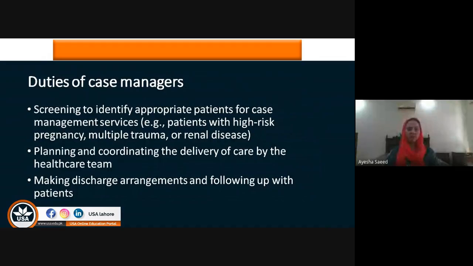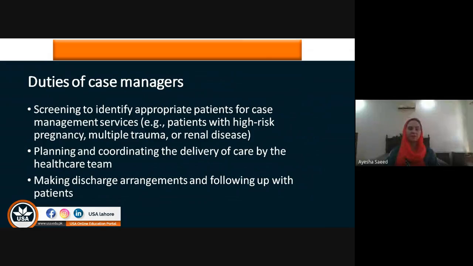So these are some duties of the case managers, what the case managers do. They screen to identify appropriate patients for case management services. They will be sent by the insurance companies, and they'll screen which patient needs case management services more. Not each and every individual would be provided case management services. Minor issues will be left to treatment, and the decision making will be upon the healthcare provider in the hospitals.